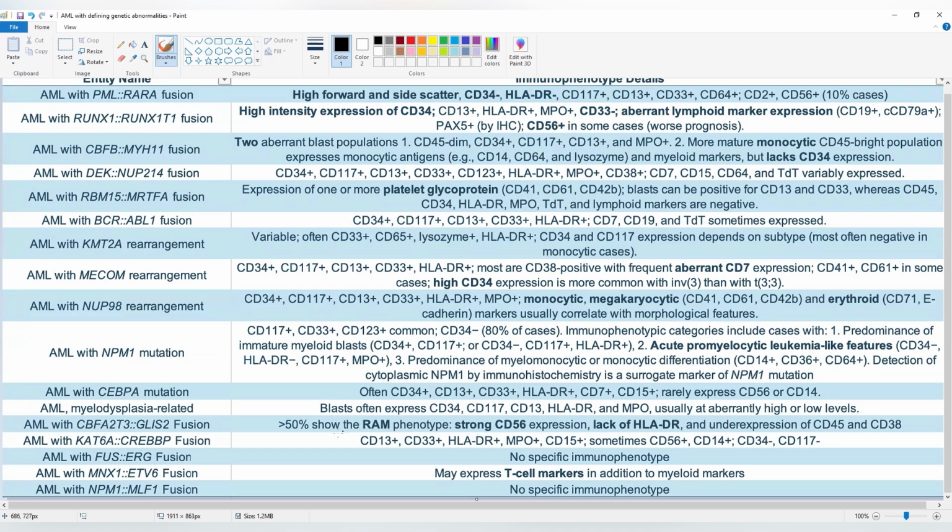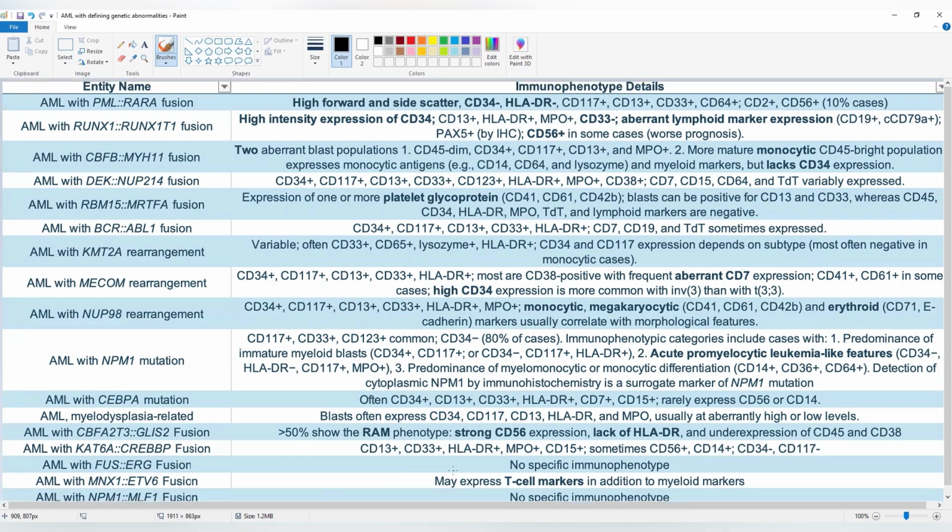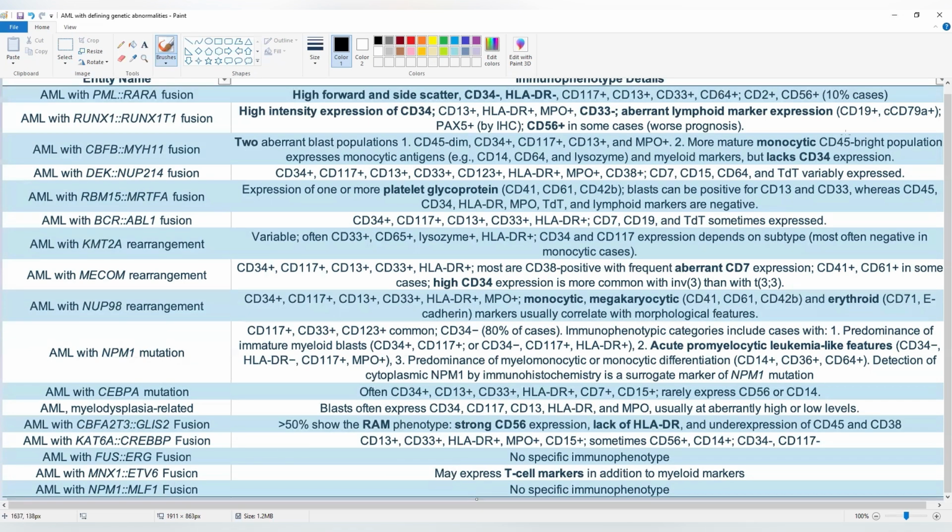And lastly here, acute myeloid leukemia with MNX1-ETV6 fusion may express T-cell markers in addition to myeloid markers. This is the end of this video, and see you next time.